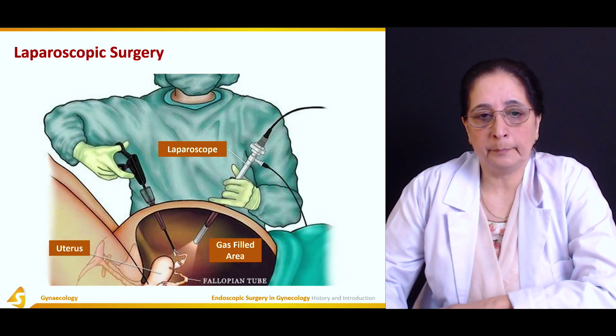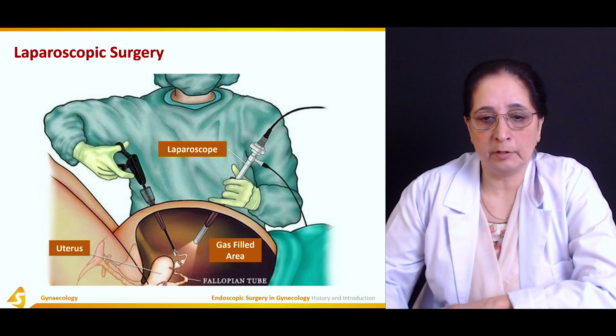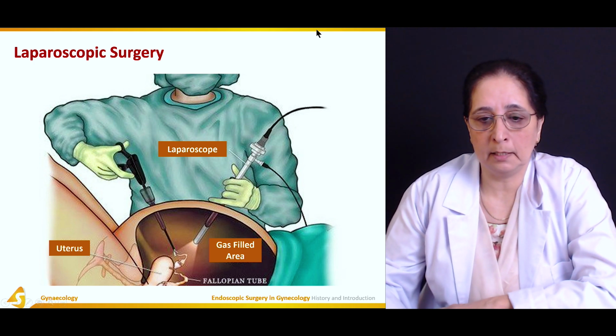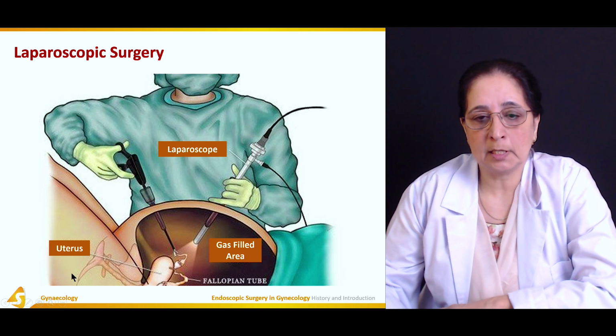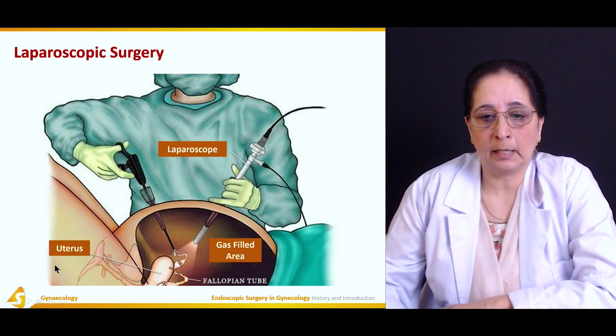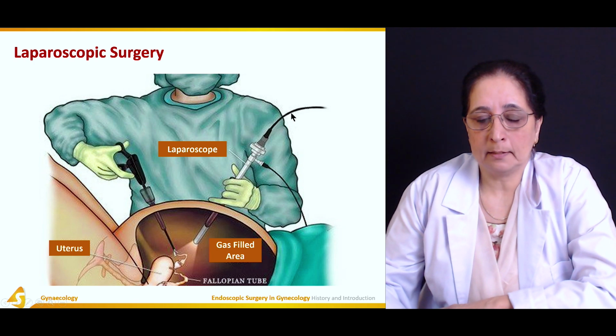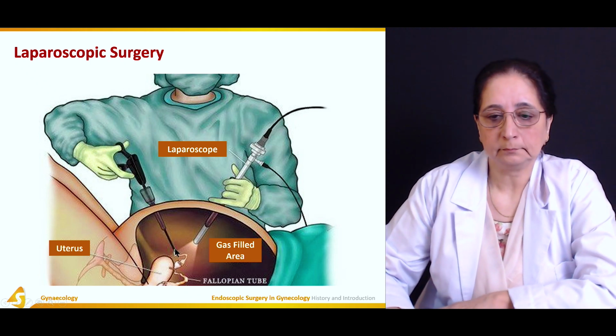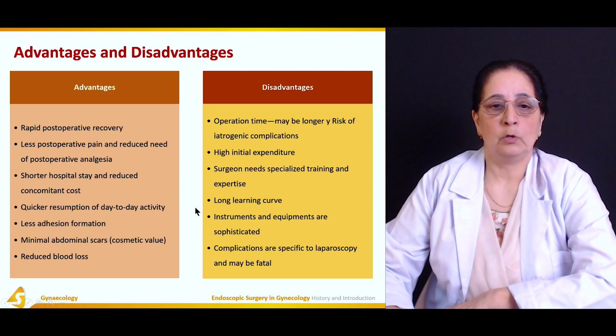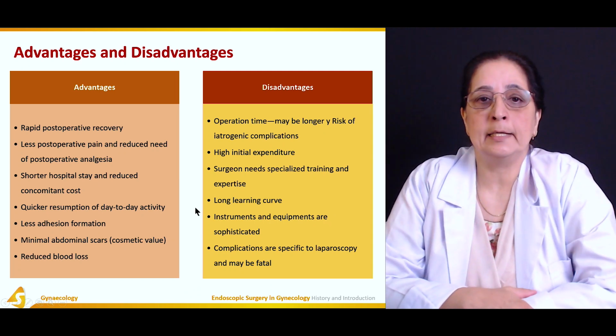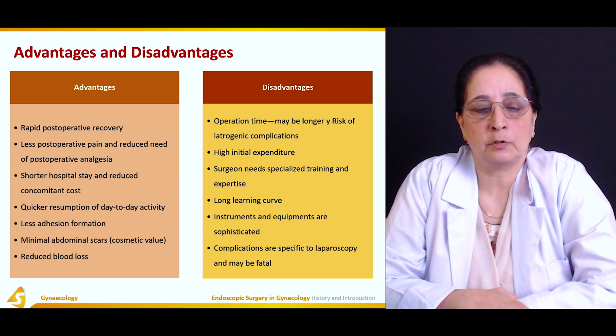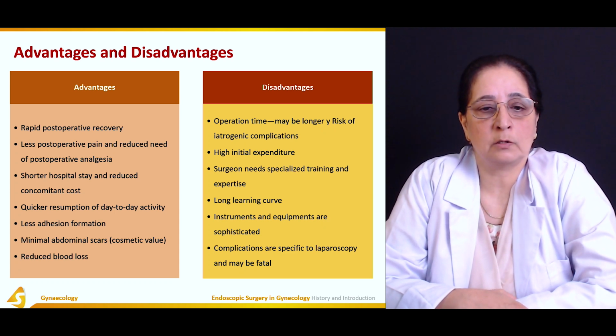So this is the picture of laparoscopic surgery. If you see here, this is the gas-filled area, the fallopian tube, the uterus, and this is the laparoscope inserted inside, and then different procedures are performed. Then what are some advantages and disadvantages of the use of the laparoscope or endoscopy?